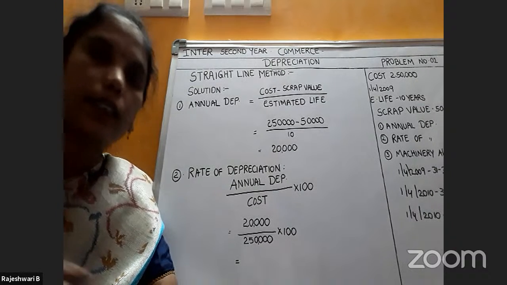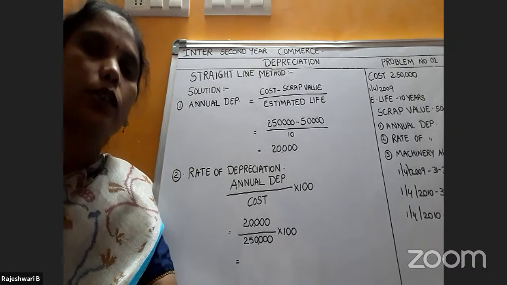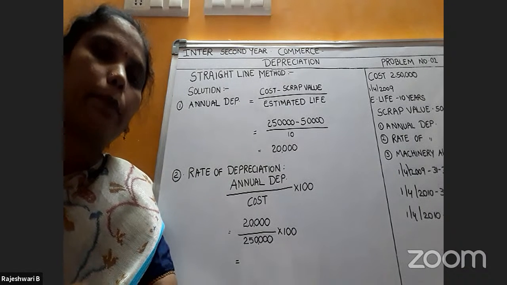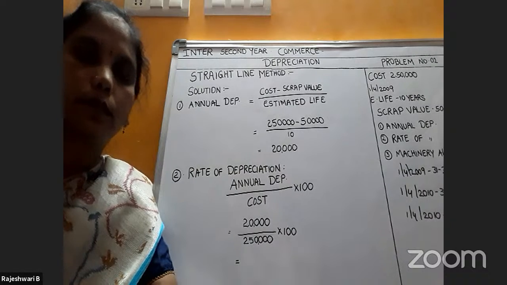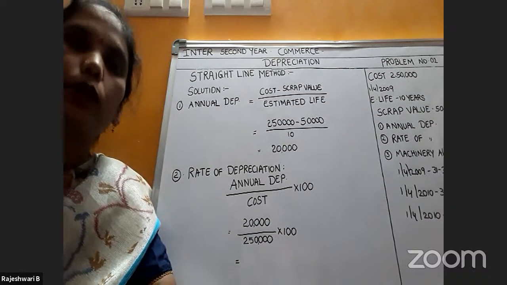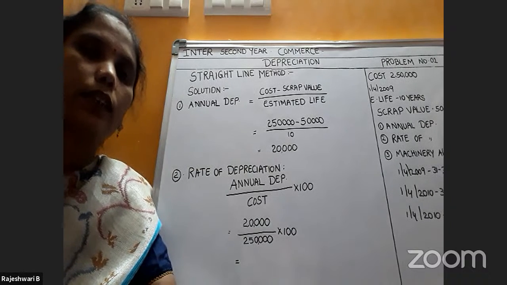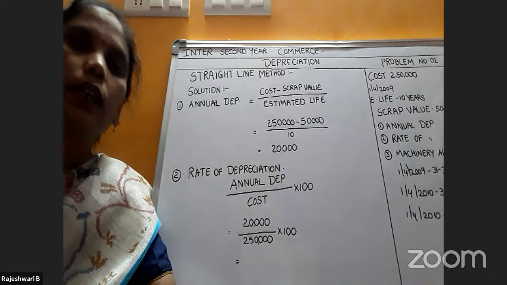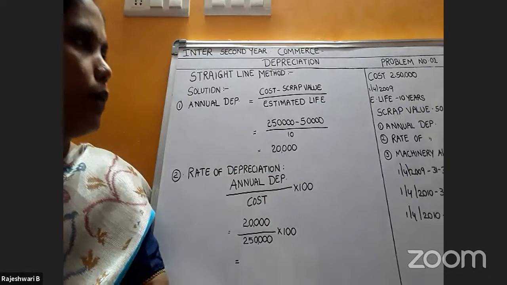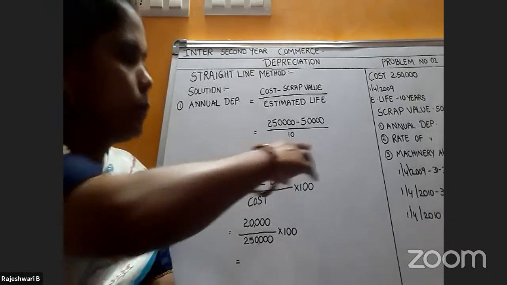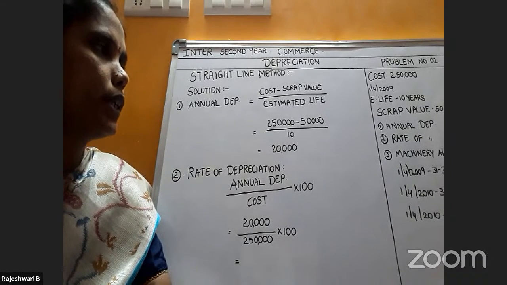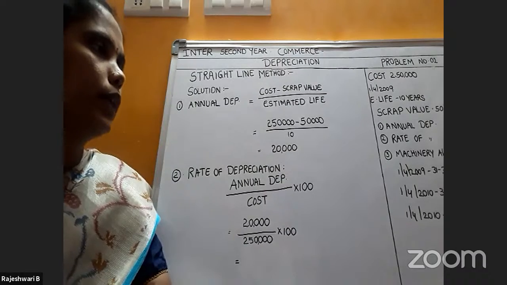Here the asset was purchased on 1st April, so we are assuming the financial year is from April 1st to 31st March. They have also asked us to prepare the machine account for 3 years. For 3 financial years, we have to find the depreciation, and for that we have to prepare the machine account. One is annual depreciation, and rate of depreciation. And the third one is the machine account for 3 years.